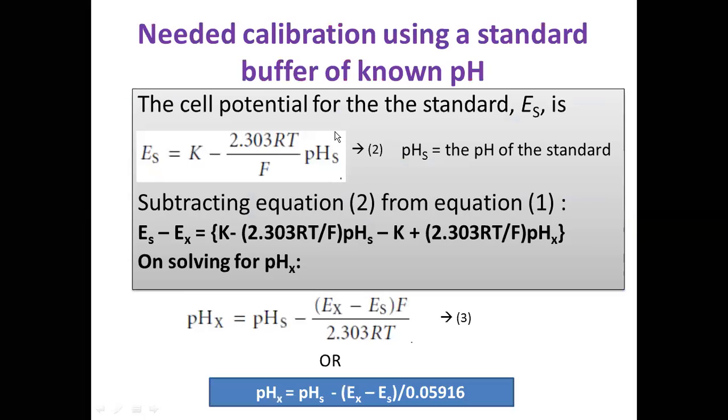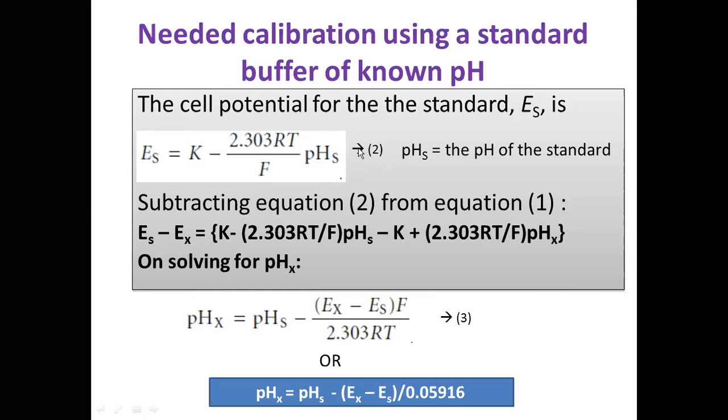So you will be doing the calibration using a buffer of known pH. Suppose you will be using an acidic buffer or a basic buffer of known pH. For the buffer solution, there is a relationship between ES and the pH. So that ES can be written as K minus 2.303 into RT by F into pH of the standard. This pH of the standard means it is a known pH of the standard buffer.